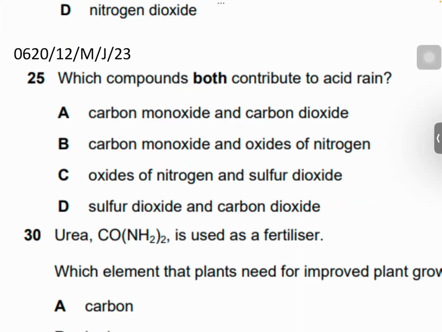C. Okay. Oxides of nitrogen and sulfur dioxide. Can you confirm, please? I also think it's C. Good. Exactly. This is C. Why? Because I told you NO2 is going to produce HNO3, that is nitric acid, and SO2 is going to produce H2SO4, that is sulfuric acid. Then they both are responsible for the acid rain, right?